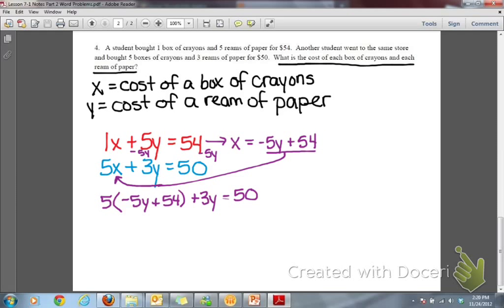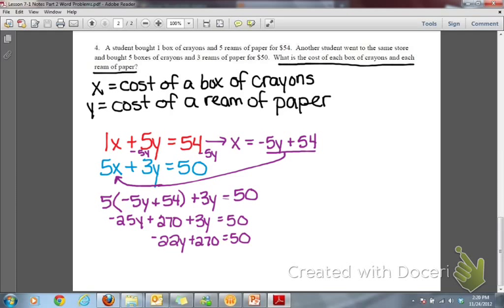Then we distribute, so negative 25y, 54 times 5. Again, feel free to use a calculator, because I am. 54 times 5, 270. Then plus the 3y equals 50. Okay, combining our y's, negative 25y plus 3y is negative 22y. We still have the plus 270 on that side. We'll get rid of it next. And then right now it equals 50.